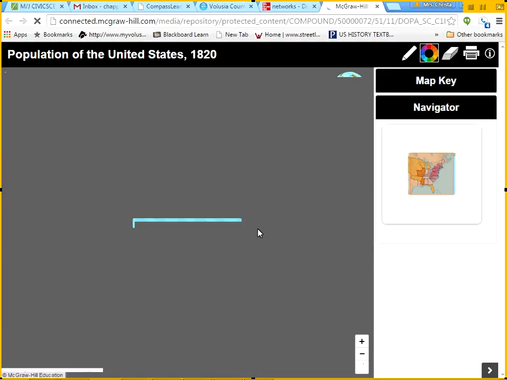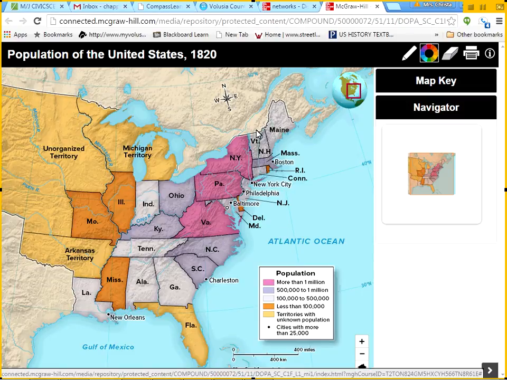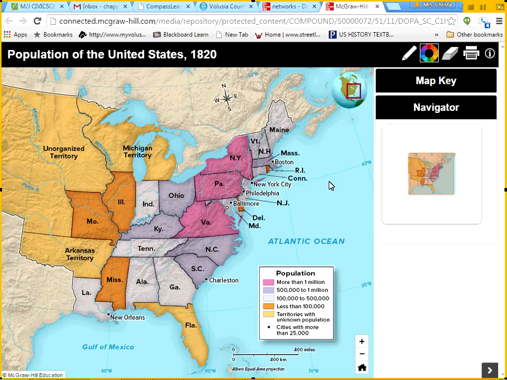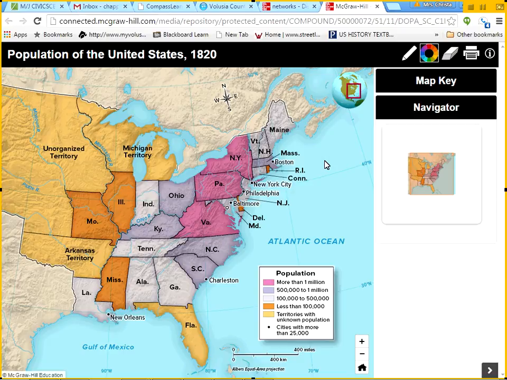In the lesson resources, of course, you don't have access to your online textbook, but this map might be in there. We're looking at the population of the United States in 1820. So, this is a population map. It's going to tell us about the population of the United States. This is the map key. This is the scale. This is the title. All right, so those are the 3 main things you need to know about a map.